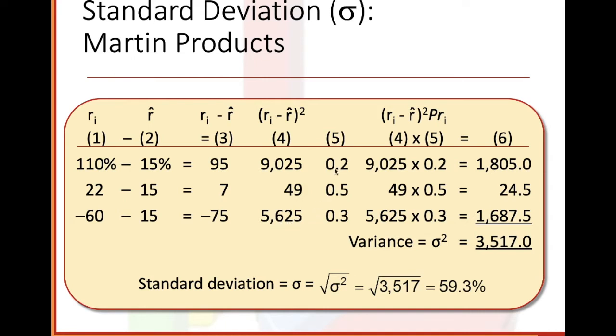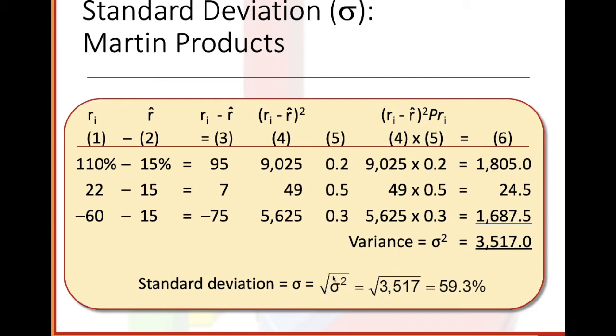Okay, now we're going to take 0.2 of it, 0.5 and 0.3. Remember, this adds up to 1. Okay, so whenever we multiply that, we get 1,805. 49 times 0.5 is 24.5, and 3/10 of 5,625 gives us 1,687.5. So the variance, or standard deviation squared, is going to equal 3,517.